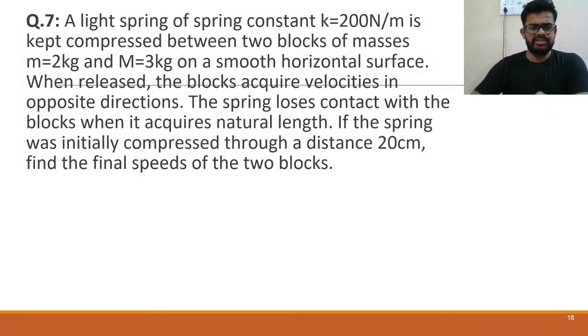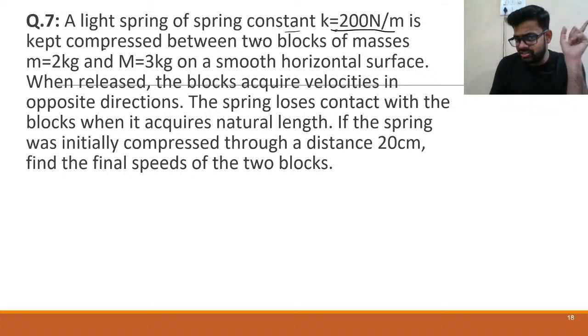So this is question number 7. Let us read the question properly and solve it. It is given that a light spring of spring constant K 200 Newton per meter is initially in compressed state between two blocks of masses 2 kg and 3 kg.